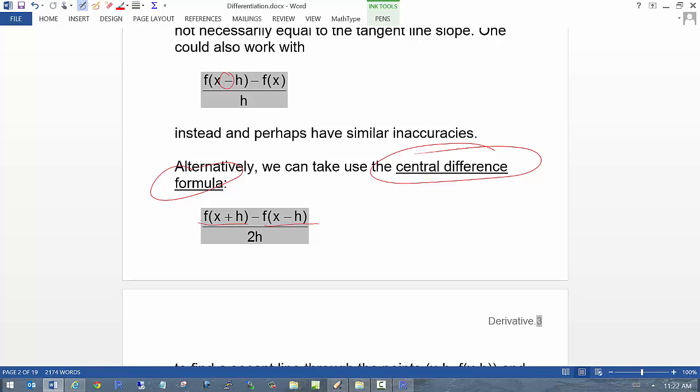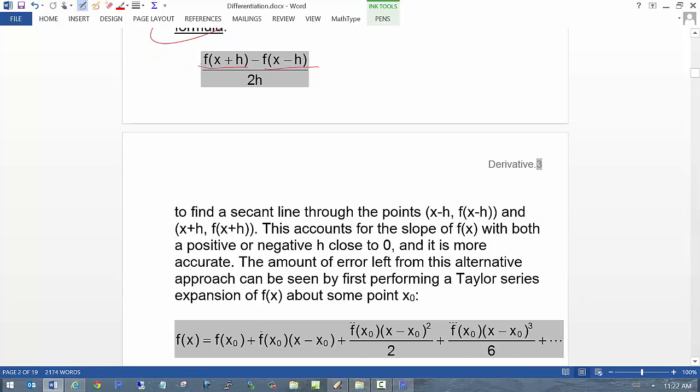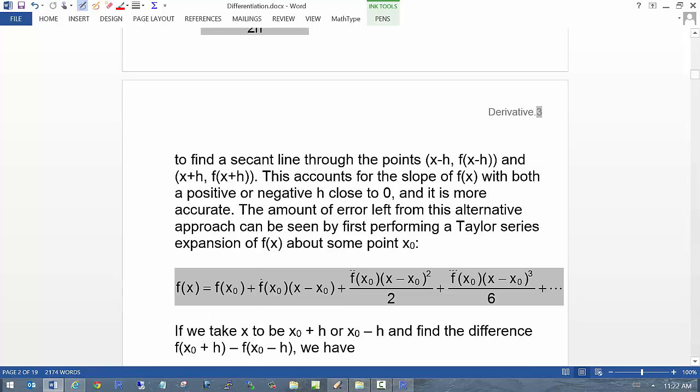Notice how we're looking at h units to the right of x and h units to the left of x, so instead of the change in x being h, it's actually 2 times h. For some small number h greater than 0, we simply evaluate this expression, and that's a very common way that numerical derivatives are done in practice. But just how accurate is this?